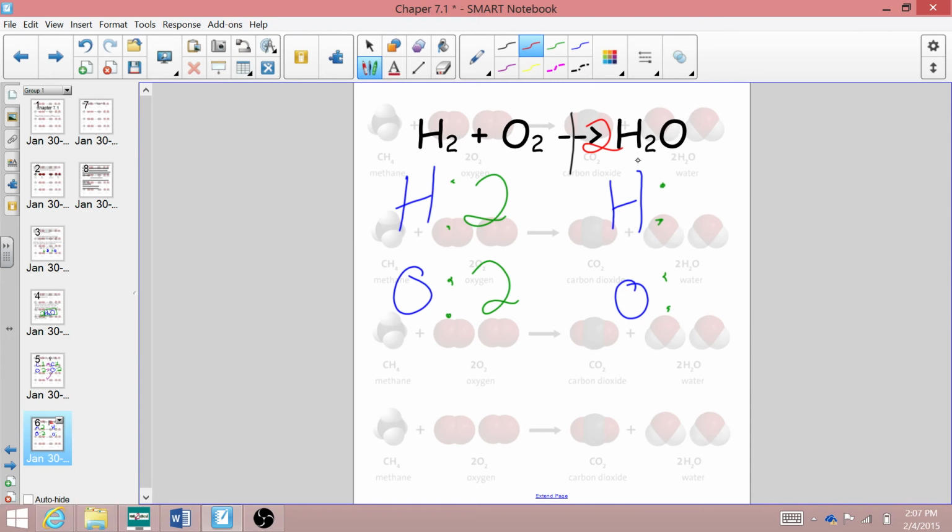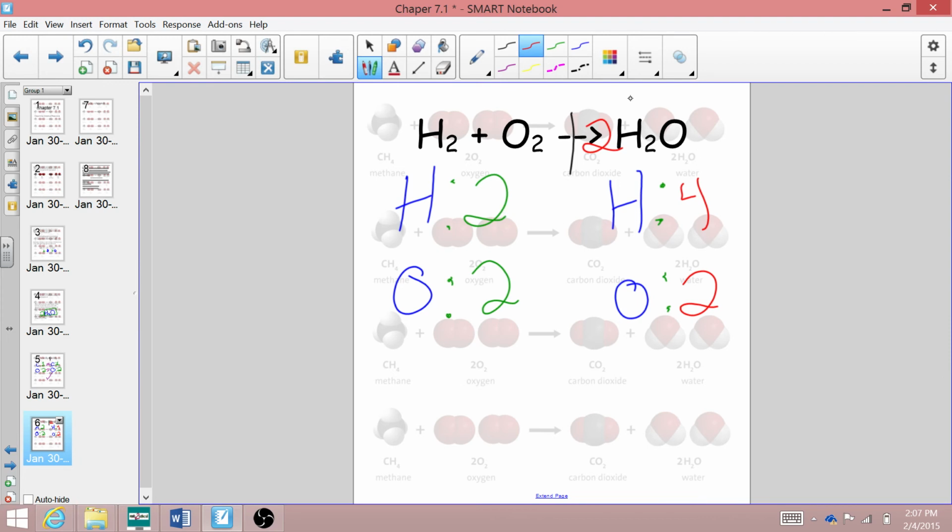sets, total compounds. So now if I recount, I have 2 oxygens because I have 1 oxygen in one water molecule and another oxygen in the other one. And I have 4 hydrogens. There are 2 hydrogens in each molecule. 2 of those molecules means 2 times 2 is 4. So now if you look, our oxygens are balanced, but our hydrogens aren't balanced.